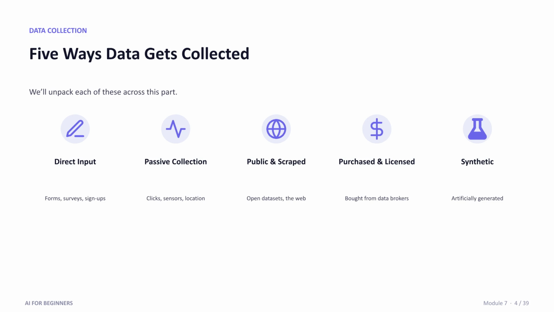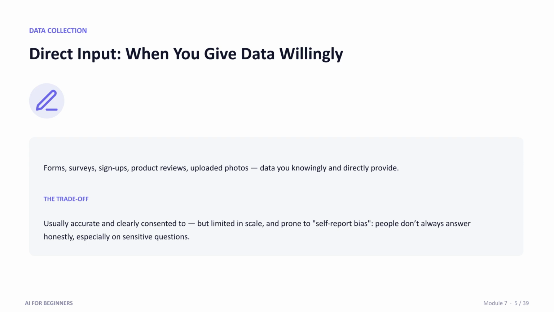There are 5 main ways data is collected. We have direct input, passive collection, public and scraped data, purchased or licensed datasets, and even synthetic data. We will unpack each of these. Direct input occurs when you provide data willingly, such as through forms, surveys, or signups.